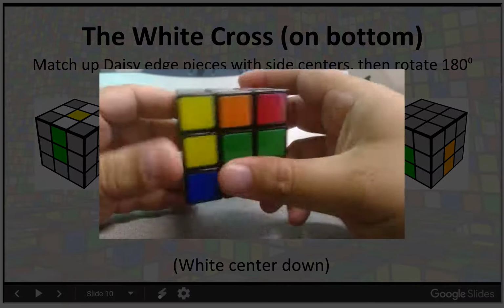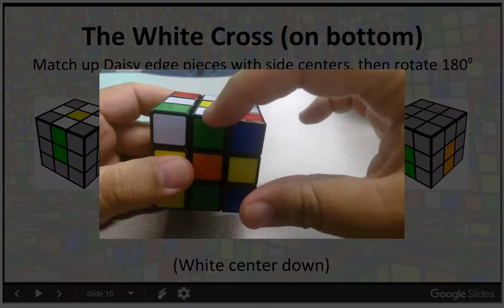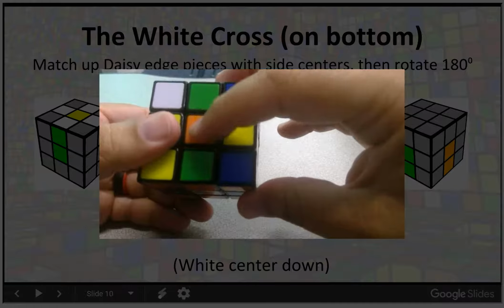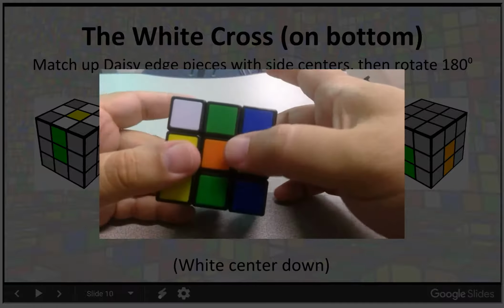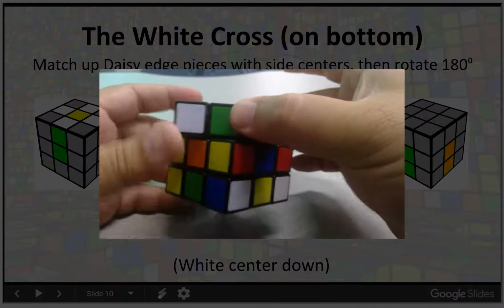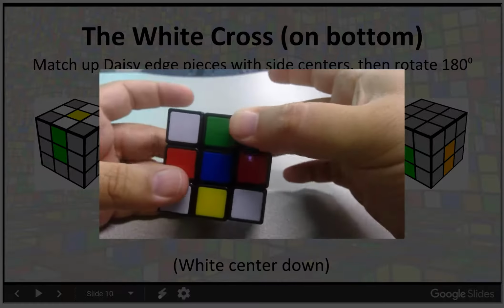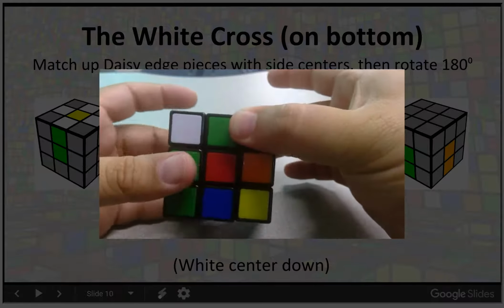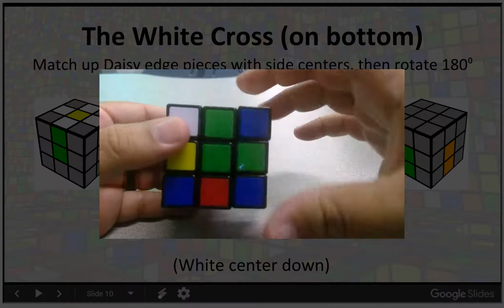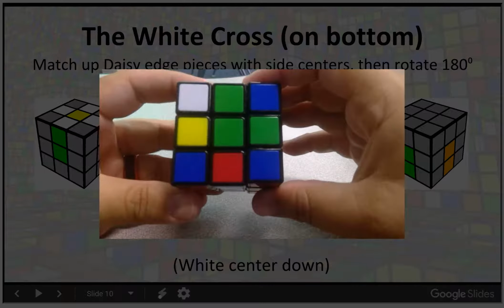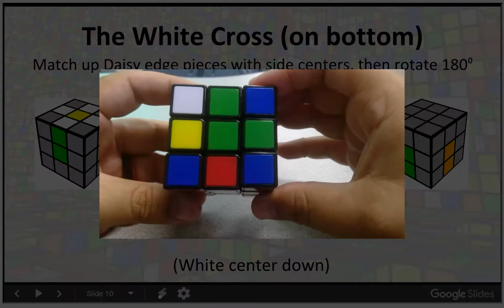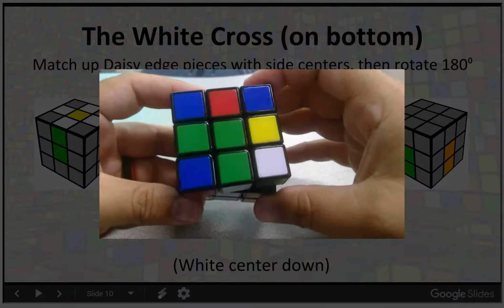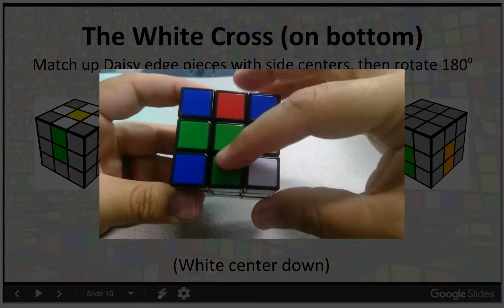So I'm going to start off with my white and green edge piece, and I need to match that up with my green center. And so here I have an orange center that doesn't work, so I need to rotate it around until I match it. And there we go. So now I have green, green. I'm going to rotate this 180 degrees or flip it upside down. So now I have green, green at the bottom.